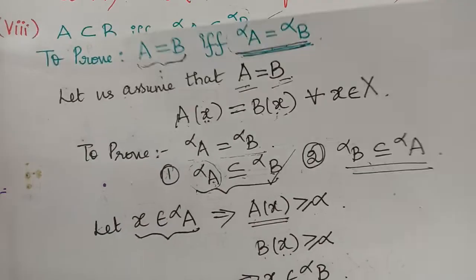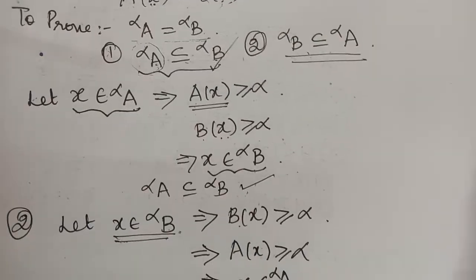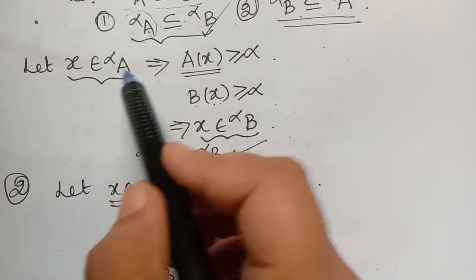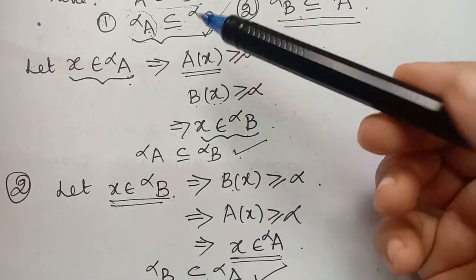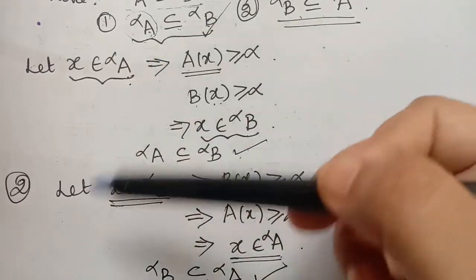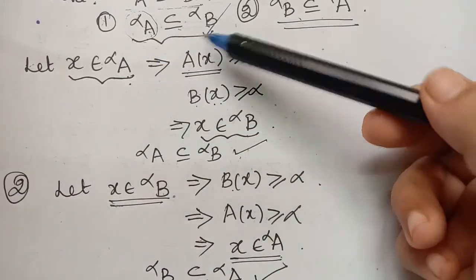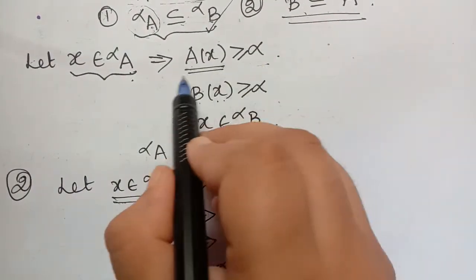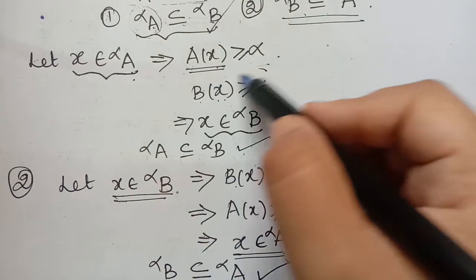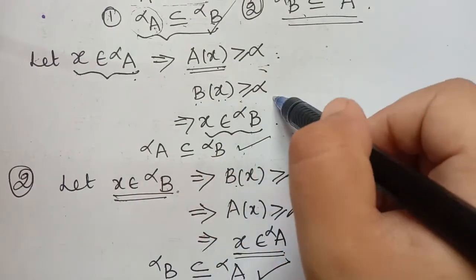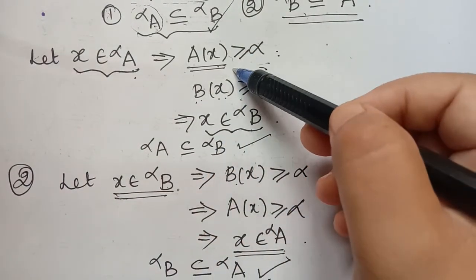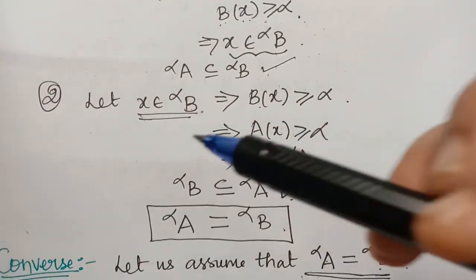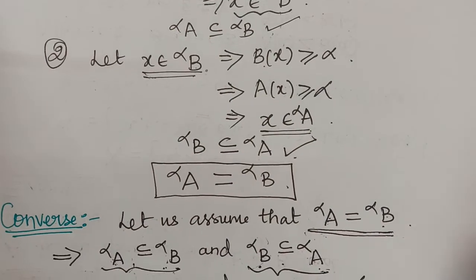And the proof is absolutely similar, the only difference being that now you will have strong alpha cut wherever you have alpha cut. So it will be strong alpha cut of A and strong alpha cut of B, and because of that this inequality will be strictly greater than. So A of x will be strictly greater than alpha, B of x will be strictly greater than alpha. So wherever you have greater than or equal to, you have to just replace it by only greater than, because we are dealing with strong alpha cut in that property.